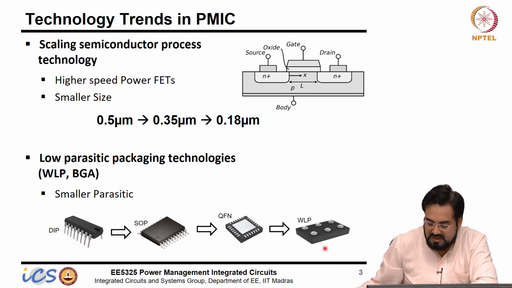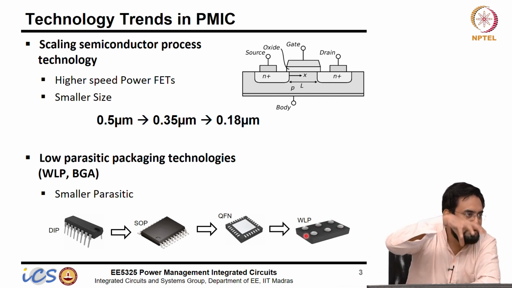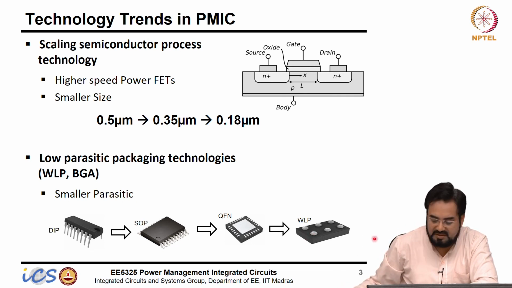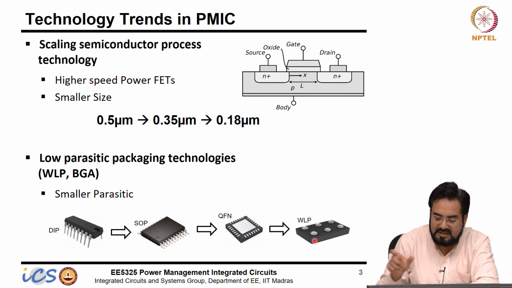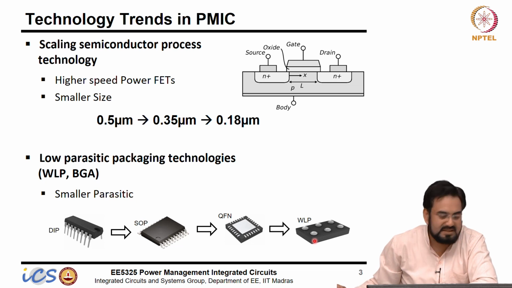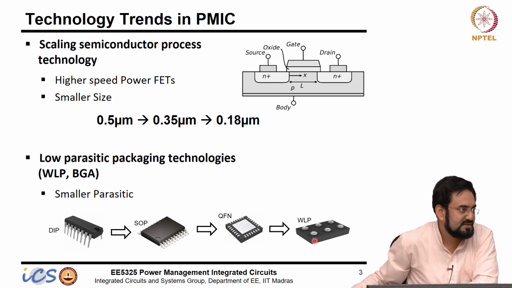And this WLP is nothing but wafer level package. These balls actually sit directly on the die pad, so your die size will be the same as the package. If I remove the package, then the X and Y dimensions of that die will be the same as your package. That is why we call it wafer level package.